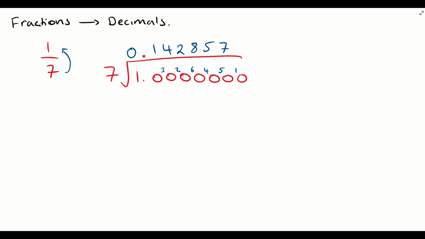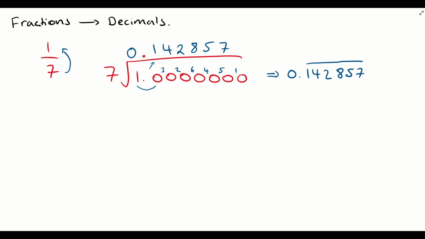And we're now back to the number 10. Remember, we had the number 10 here, which gave us 1 with a remainder of 3, which gave us 4 with a remainder of 2, and so on. So this will now repeat from this point forwards. So our final answer is 0.142857, and all of that repeats. And that will just go on forever.